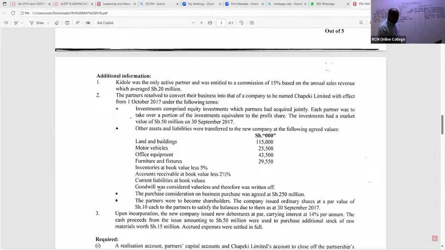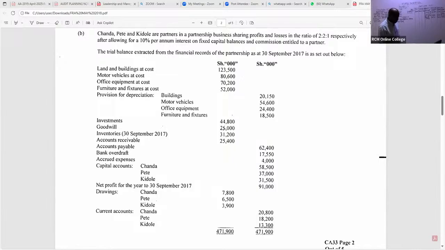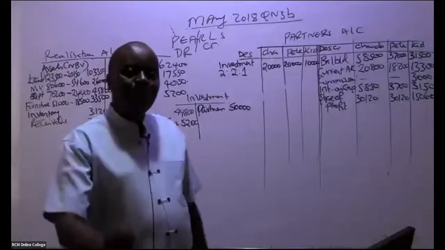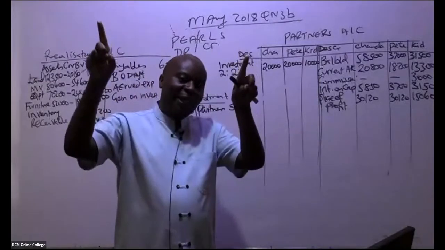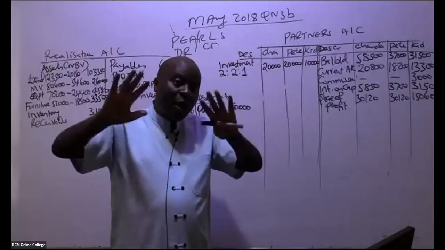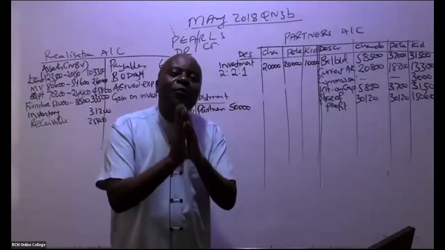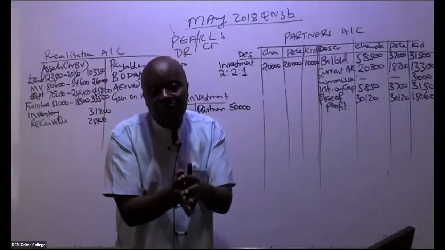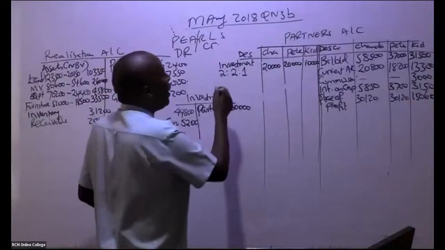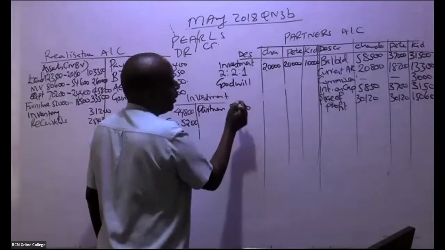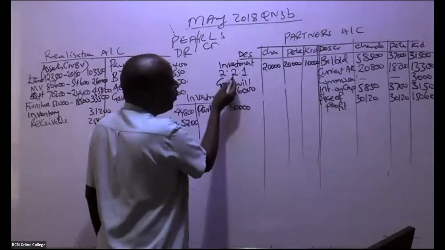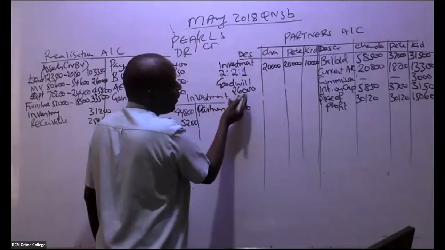We are told goodwill was considered valueless and therefore was written off. So if it was this goodwill here, you can see we have goodwill of 26,000. If it was written off, was it taken over by the new company? No. So it means automatically that this is a loss for the partners. It's an expense for the partners, and expenses are normally debited. So come and give us here goodwill. You debit here goodwill. In total it is 26,000, and we are sharing it out on this basis, so 2/5 times 26,000.